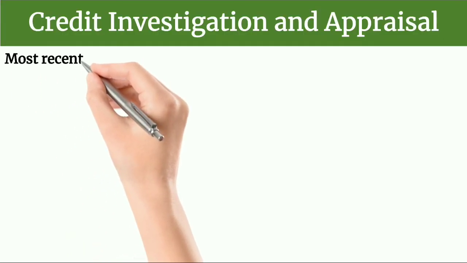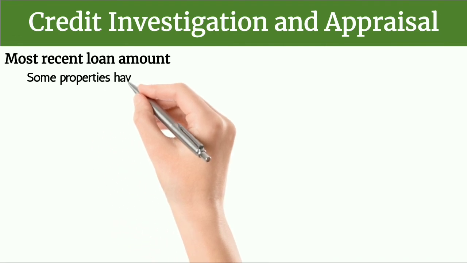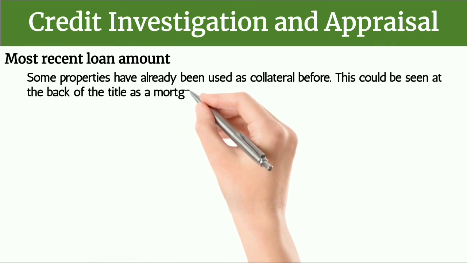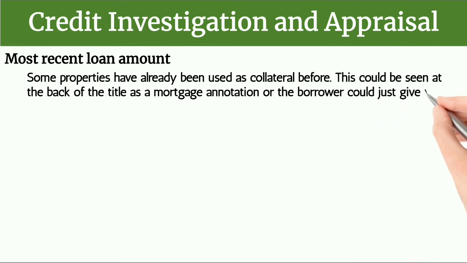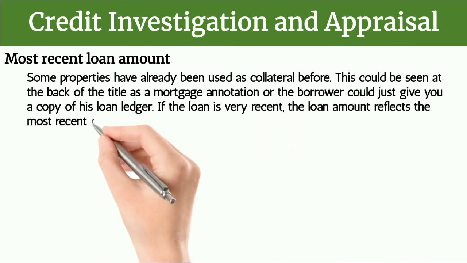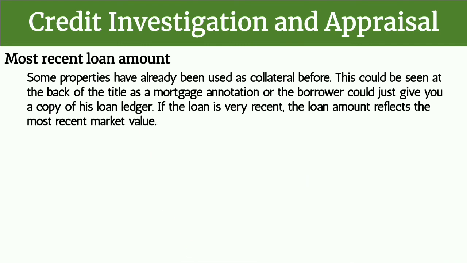Next, most recent loan amount. Some properties have already been used as collateral before. This could be seen at the back of the title as a mortgage annotation, or the borrower could just give you a copy of his loan ledger. If the loan is very recent, the loan amount reflects the most recent market value. Of course, pwede rin gamitin yung most recent loan amount para ma-determine yung market value ng property. Kung yung loan ay very recent at ginamit yung property as collateral before, at ginamit mo ulit yung property as collateral for a new loan, then hindi masyadong nagkakalayo yung market value.